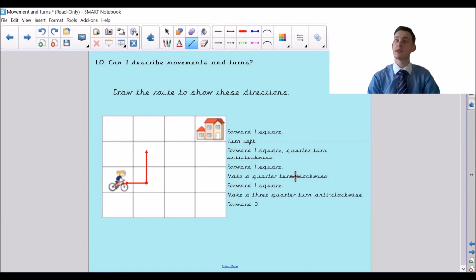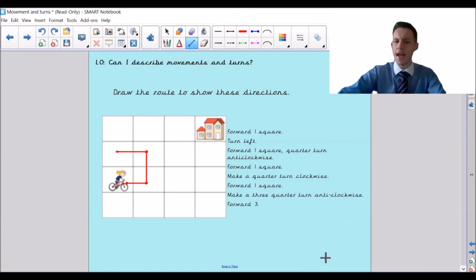The next part of that instruction says quarter turn anti-clockwise. So thinking about clockwise is to the right, anti-clockwise is to the left. So we need to turn a quarter to the left, which means it's facing back towards where she just was. So then we need to move forward 1 square. So we're just 1 square above from where she started.